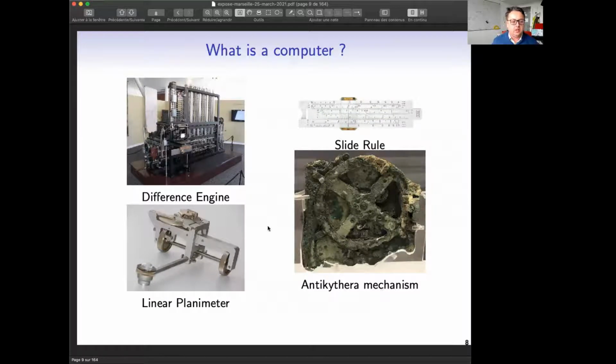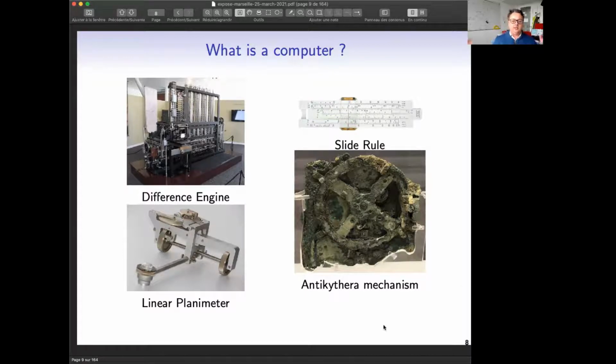Okay, and I could continue my game of listing old computers or ways to do computations. So I told you that some of them are quoted in the books, some of them are not. This is the difference engine from Babbage. A slide rule is a computer used to do multiplication. So I showed you a planimeter to compute the integral of a surface.